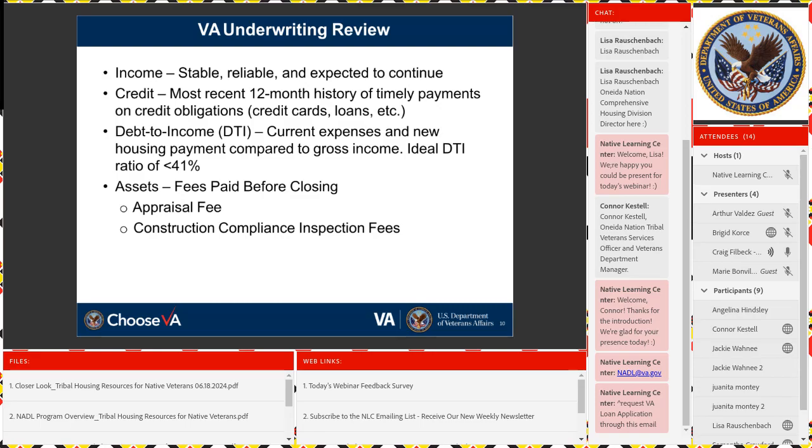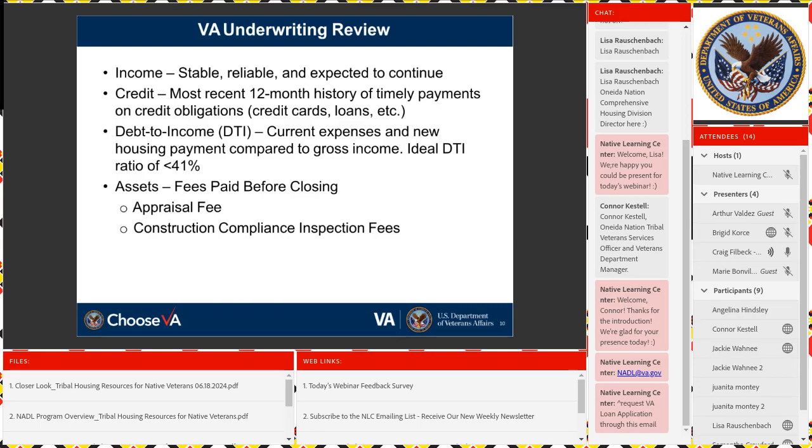Also, when we're underwriting, we're going to look at the veteran's assets because there are some fees associated when closing a mortgage, just like with our NATO loan or a conventional loan or a regular VA loan outside of the reservation. There are some fees that are involved, some upfront costs that are out of pocket, and we are going to get into those. One of which is an appraisal fee.